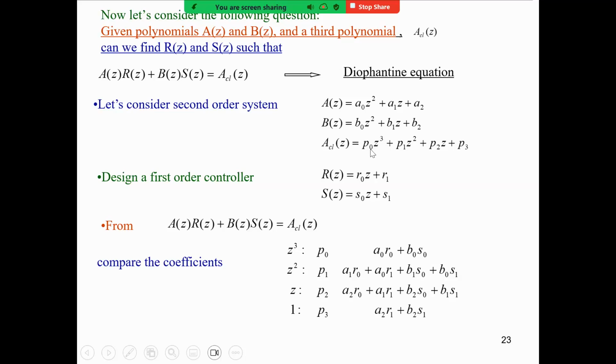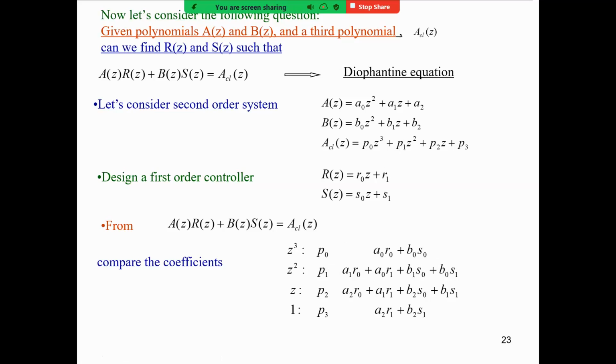Okay? Then in the same way, if we compute the coefficients for the quadratic term, let's just do this. A times R will get a quadratic term. I will have A naught times R1, but also there is R naught times A1. So we have A1 times R naught and A naught times R1. Right, there are two terms for the quadratic term. There also are two terms from B times S. You sum them up, that should equal P1.